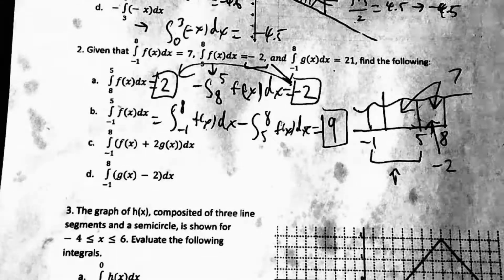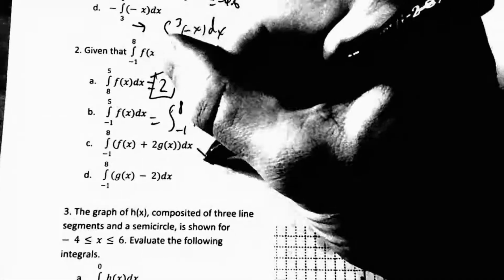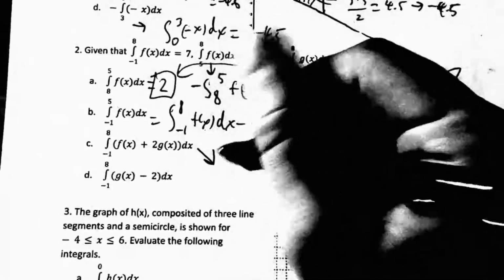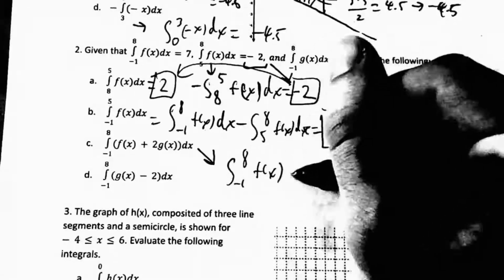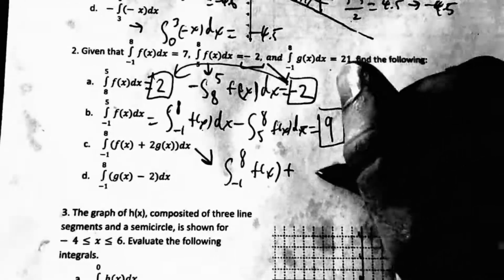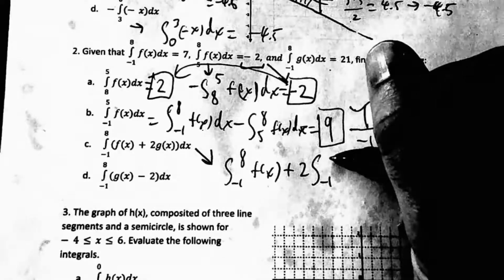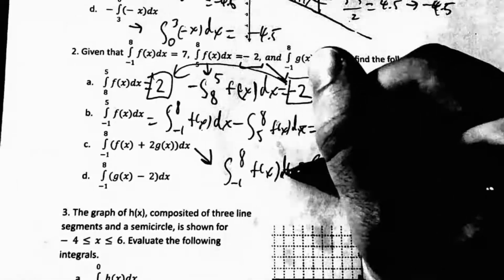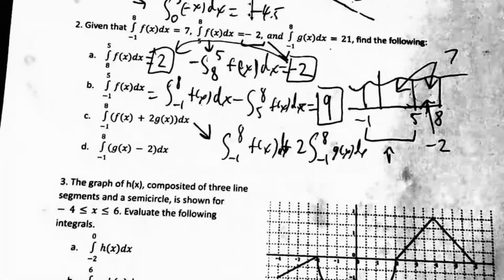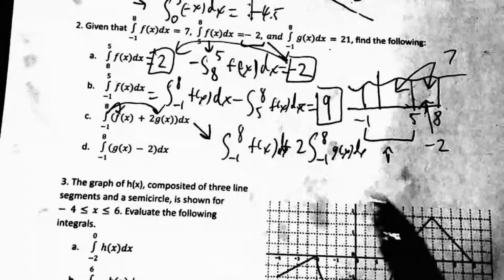So C is the integral of f of x plus 2 g of x. Basically, you can simplify this whole thing to be the integral from negative 1 to 8 of f of x, plus 2 times the integral from negative 1 to 8 of g of x dx. You imagine distributing the integral to these, and then the 2 can come out front.